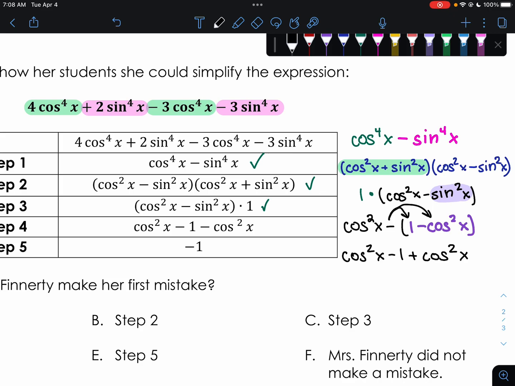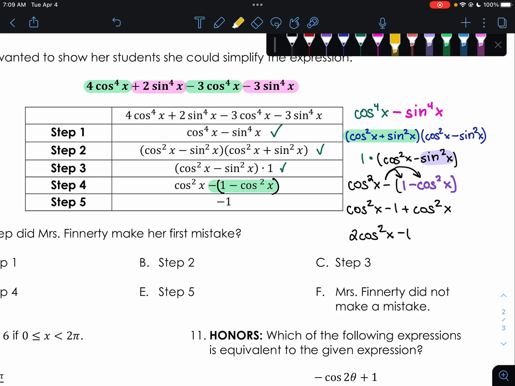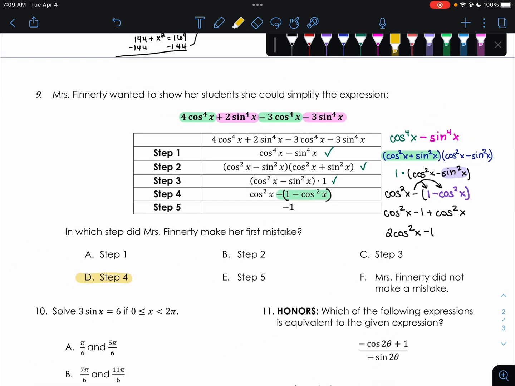And so now I combine my like terms, and I have 2 cosine squared x's minus 1. And notice that is where the mistake was made. She did not distribute that negative properly. So this should have been in parentheses like that, so she could have distributed the negative. So the mistake was made in step number 4.